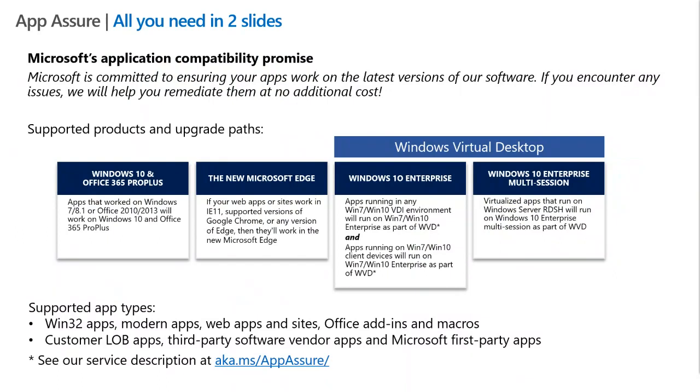So this is the application compatibility promise that Microsoft has put out, and this is all about the App Assure team. Right? They're committed to ensuring all the applications work specifically with the latest versions of Microsoft software. So the latest versions of Office 365. If you're doing WVD, you're going to run the latest version of Windows 10 on WVD, right? So this is sort of a requirement, but you will get the assistance from the professionals, the specialists in their field.